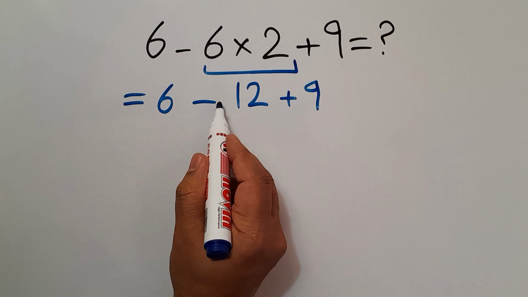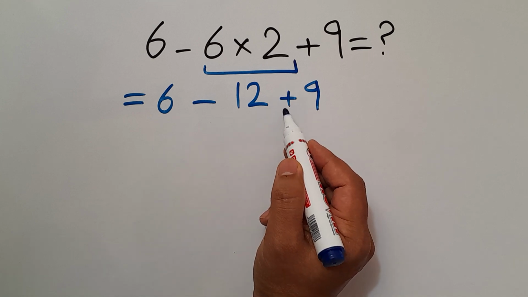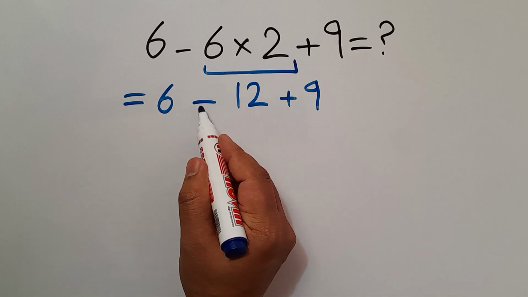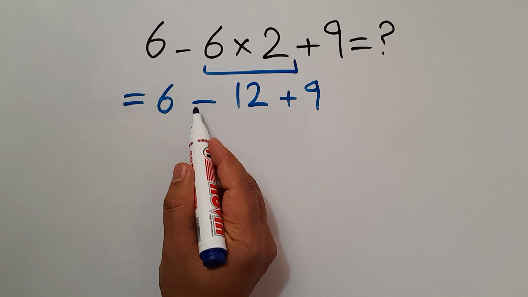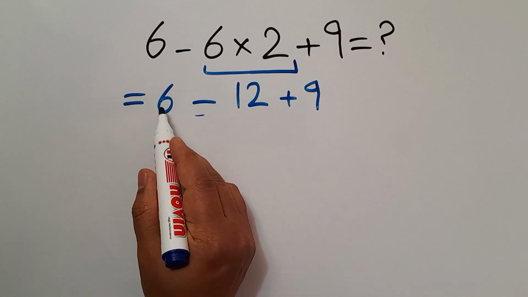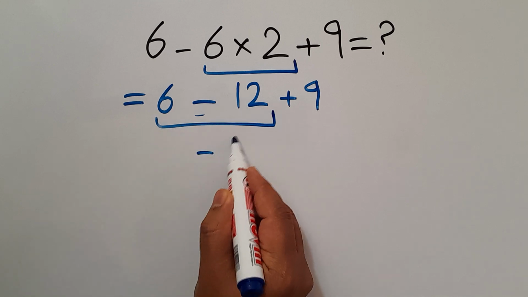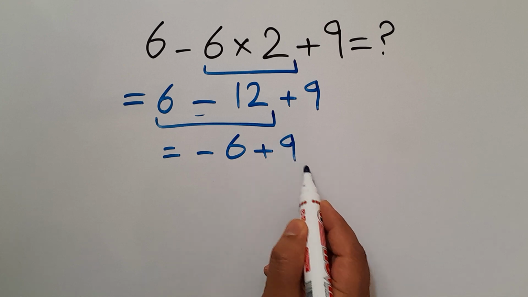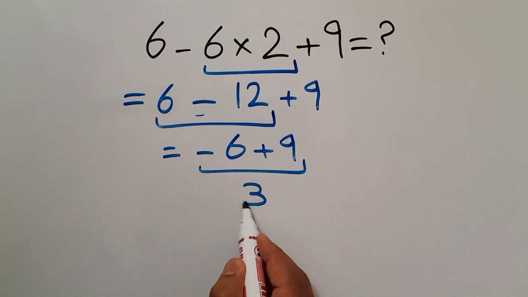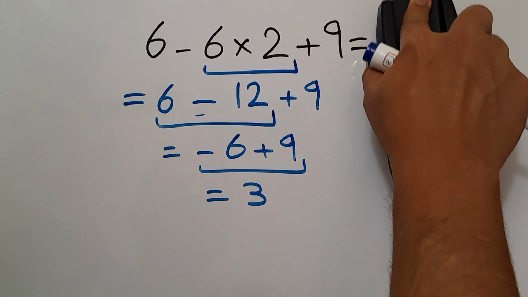And now we have this subtraction and this addition. As we know, addition and subtraction have equal priority and we have to work from left to right. So first this subtraction, 6 minus 12, which equals negative 6. So negative 6 plus 9, which equals just 3. So our final answer to this problem is just 3.